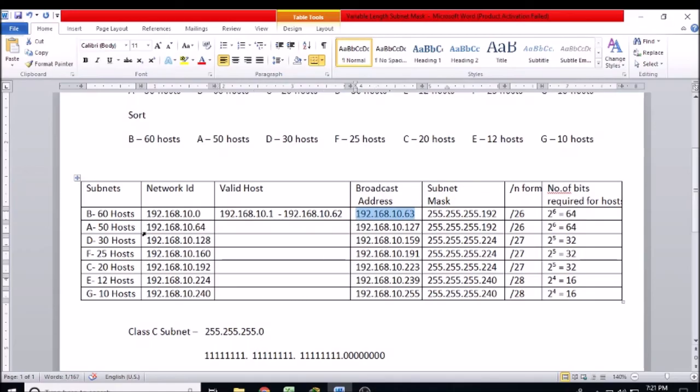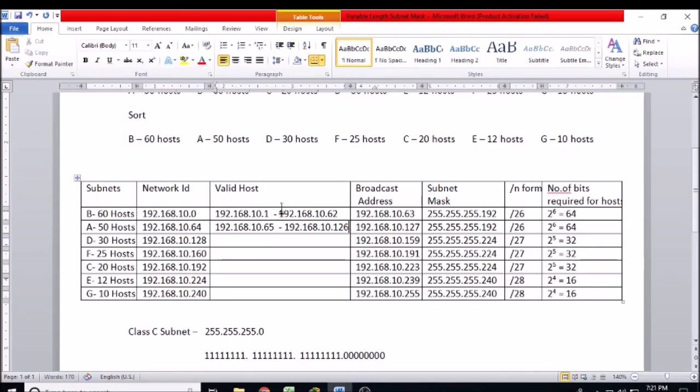Very simple, right? And for A subnet, what is the next one? It is going to be 65, right? 65 till 127 is the broadcast, so you can utilize till 126. Got it? And for D subnet, 128 is the network ID. So here it will be 129 till 158, since 159 is the broadcast address.